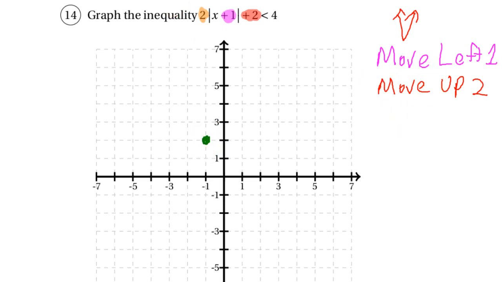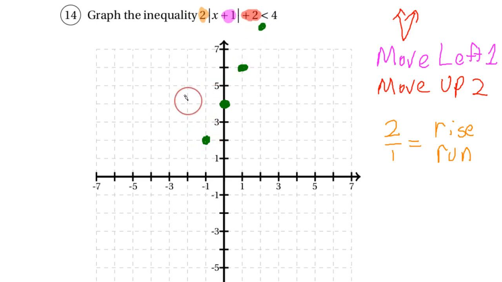Now, remember that the orange 2 right here is really 2 over 1, which is going to be my rise and my run for this problem. So starting at my green dot right here, I'm going to rise 2 and run 1. So here's another dot that's going to belong on my V shape. Rise 2, run 1. And then I run out of space, so if I just pretend here I can rise 2 and run 1, there's going to be a dot right about here.